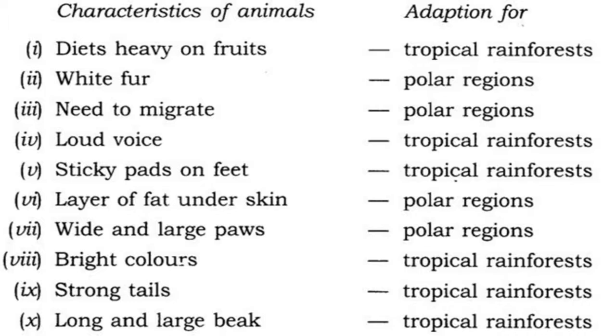Layer of fat under skin. That is an adaptation for polar region. Wide and large paws. That is an adaptation for polar region. Bright colors. That is an adaptation for tropical rainforest. Strong tails, that is an adaptation for tropical rainforest. Long and large beak, that is an adaptation for tropical rainforest.